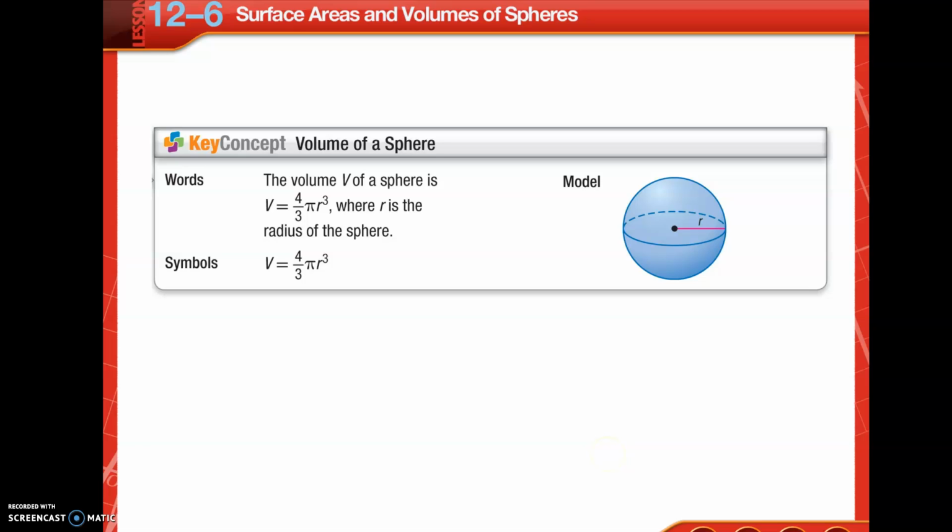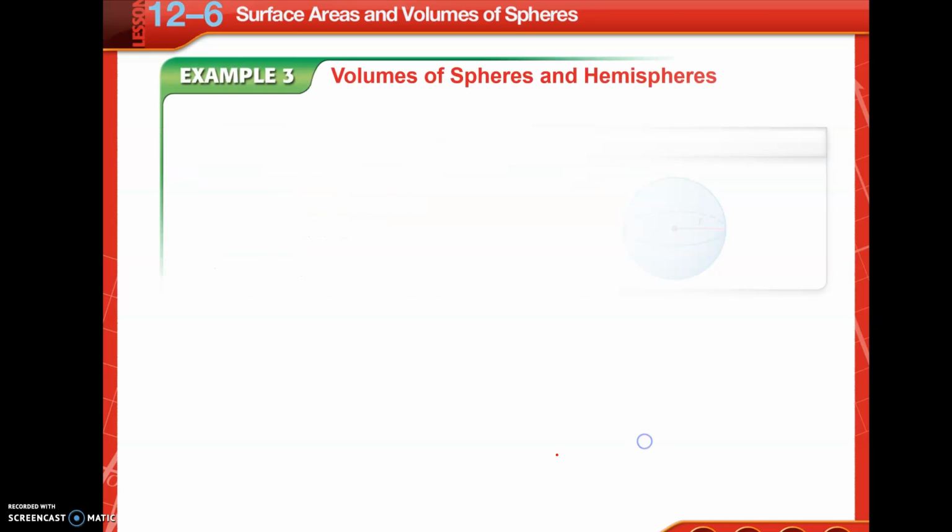So then we go to volume. Volume of a sphere is 4/3 pi r cubed. It's kind of like the area of a circle, or what we see with a circle and a cone combined, but we're going to take the radius and cube it, times pi, and then multiply by 4 and divide by 3.